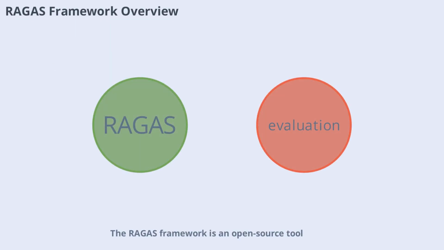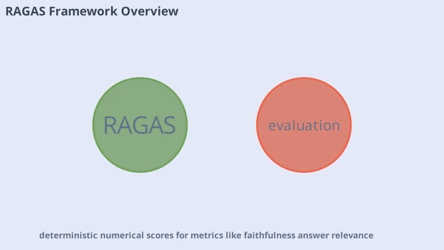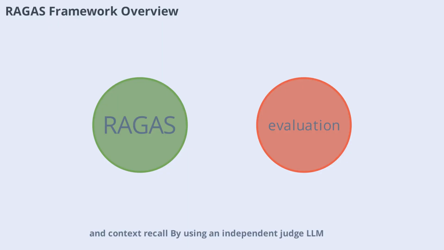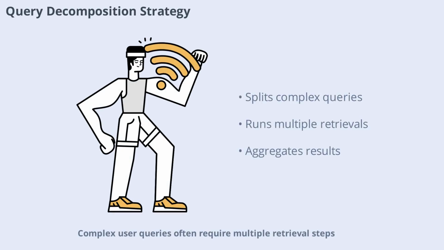The RAGAS framework is an open-source tool designed to evaluate RAG pipelines without human annotators. It generates synthetic test datasets and produces deterministic numerical scores for metrics like faithfulness, answer relevance, and context recall. By using an independent judge LLM, RAGAS provides a scalable and objective way to measure and improve your RAG system's performance over time. Complex user queries often require multiple retrieval steps.